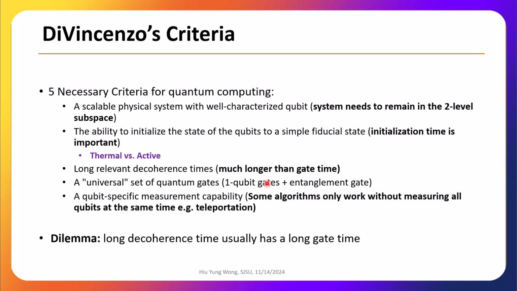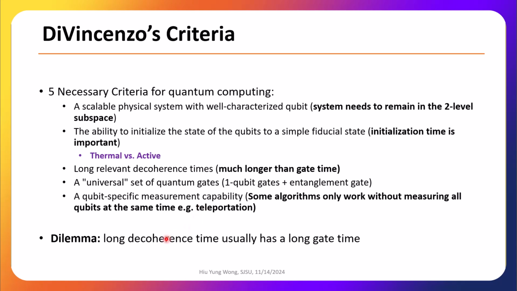Here you need to have many 1-qubit gates plus at least 1 entanglement gate that we just discussed. You also should be able to do specific measurement, because if your system forces you to do measurement on all qubits, then many algorithms will not work. So these are the 5 criteria. So in the coming talks, I'm going to talk about the separation, how to form the 2-level system, and also how to implement the 1-qubit and 2-qubit gates, right?